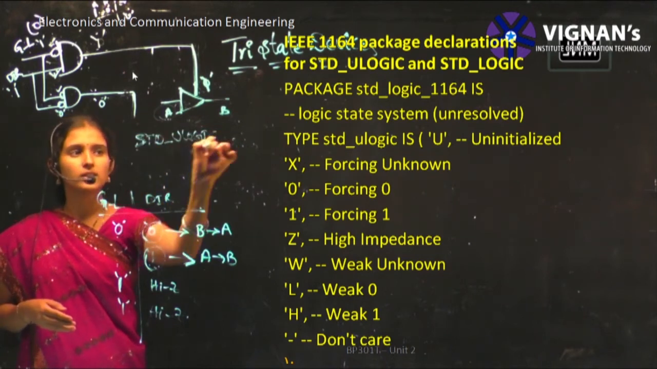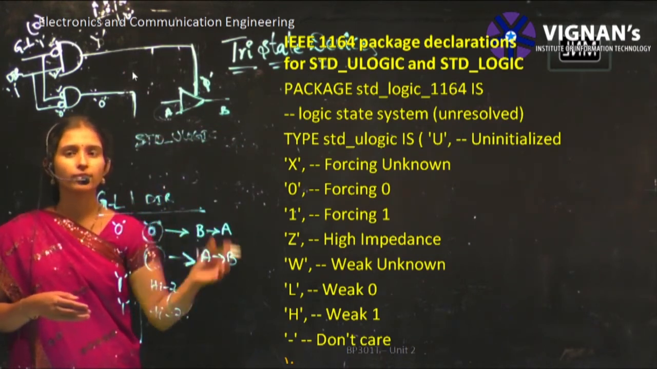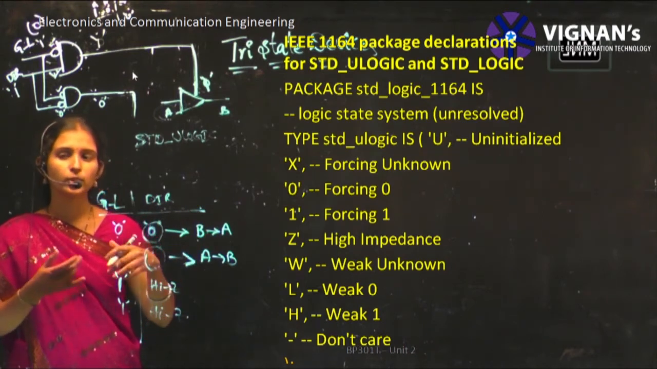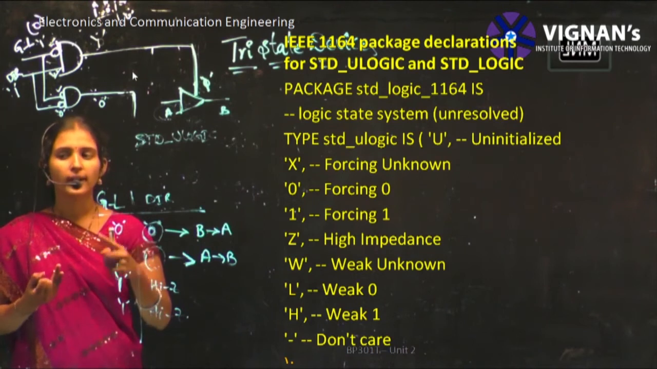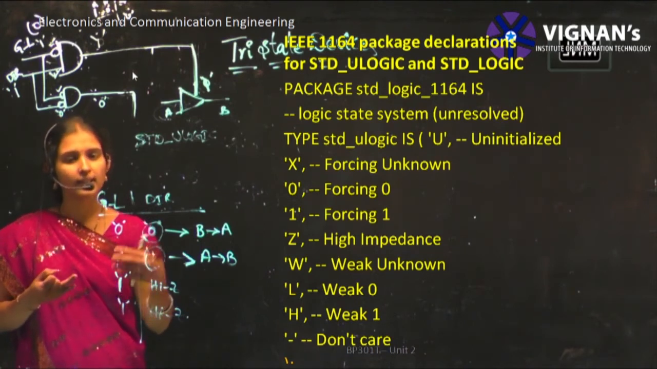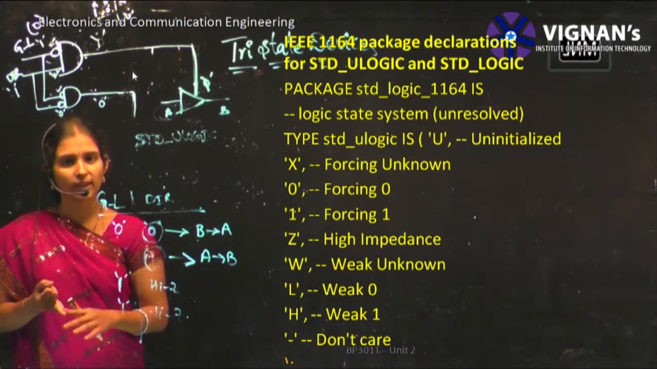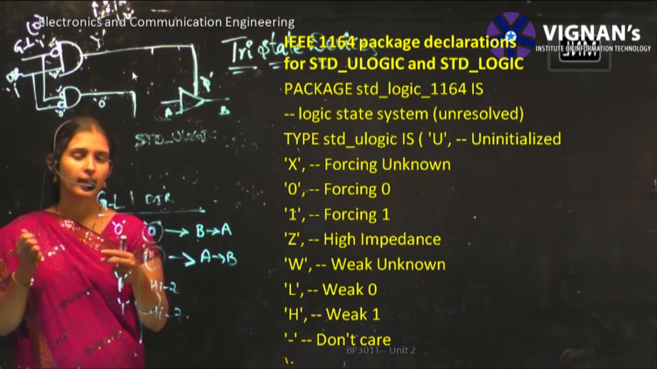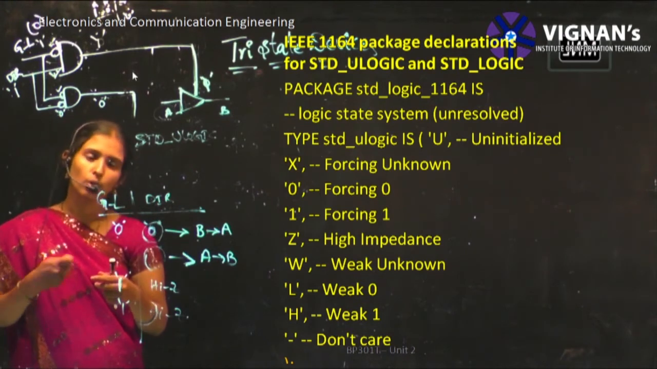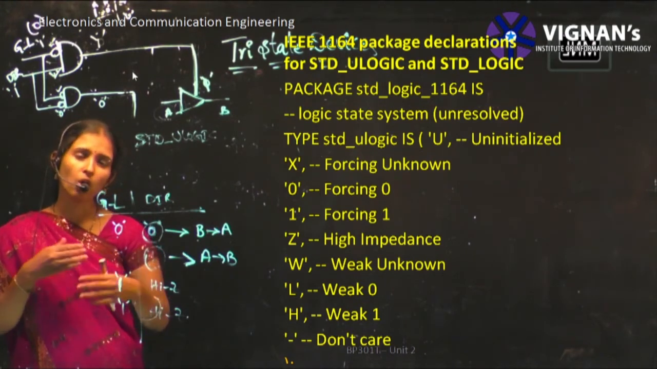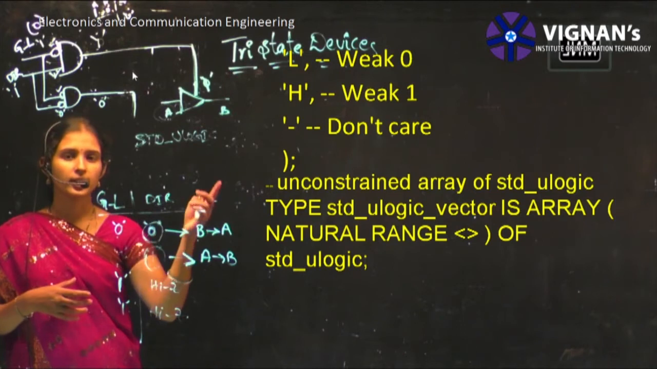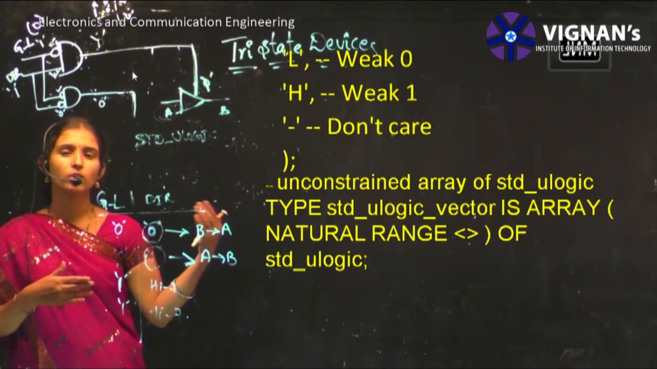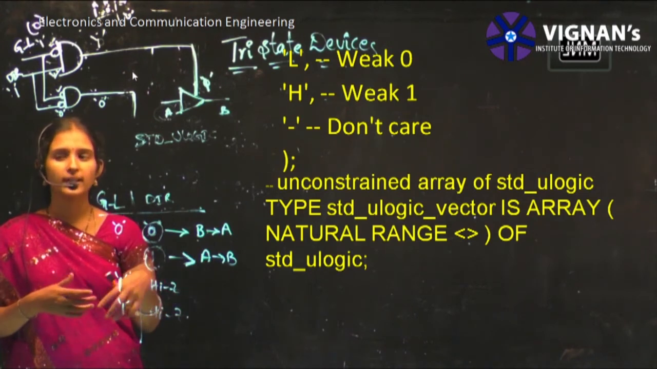By using std_logic, you can define unaccessed inputs like the high Z state. You can represent it with Z, or with X, which is nothing but forcing unknown value. In VLSI, an input may be weak 0 or weak 1. L is nothing but low, weak 0, or weak 1, or don't care conditions, all of which come under your high Z state.